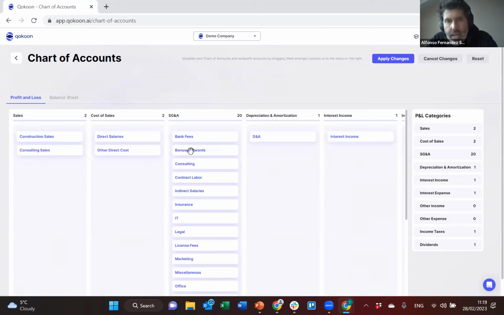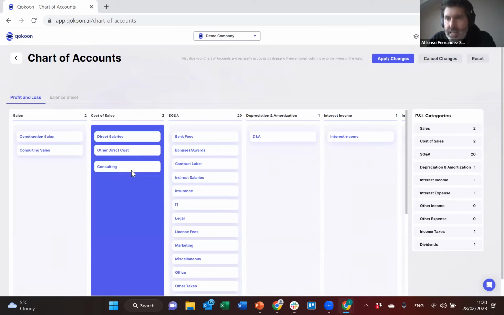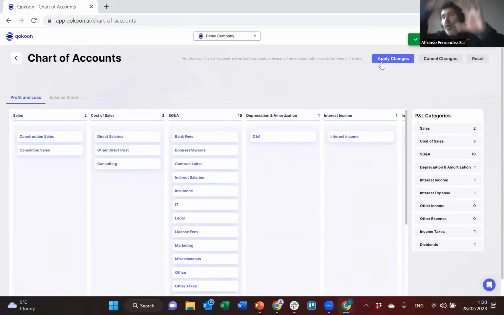Okay, now, if, for example, you realize that consulting shouldn't be SG&A, but it should be cost of sales, like Trello and other tools, you basically say, okay, I'm going to move it here. You apply changes and all the analysis will change based on that, basically. So the first step when people use Qokoon is to make sure that the chart of accounts is proper, which should take less than 5 minutes.